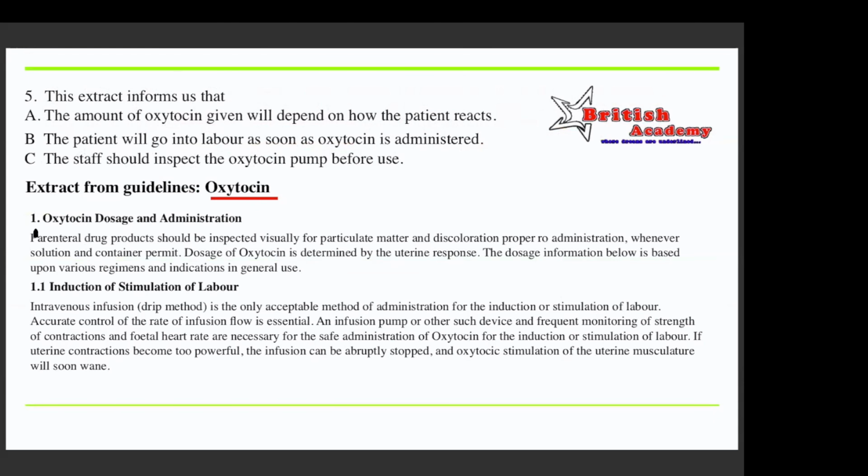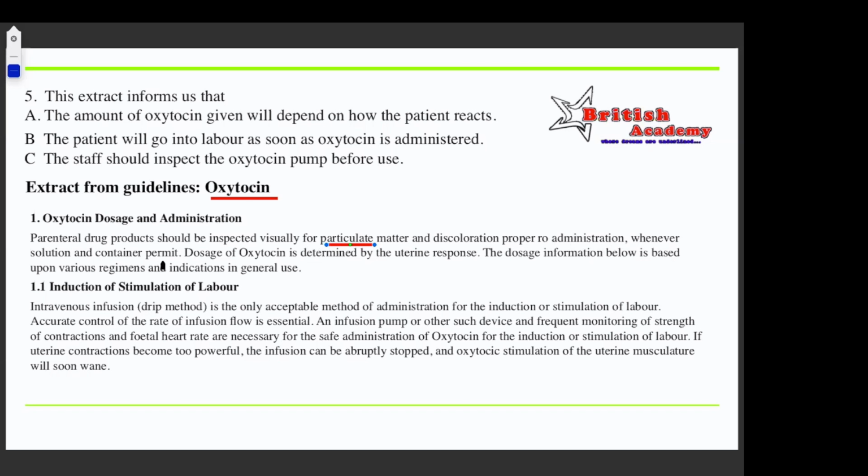The first point says oxytocin dosage and administration. Parenteral drug products should be inspected visually for particulate matter, which means some sedimentation or something you can see in the vial, some kind of visual matter. Visually for particulate matter and discoloration prior to administration. Before the administration, you should be focusing on that. Is there any particulate matter?